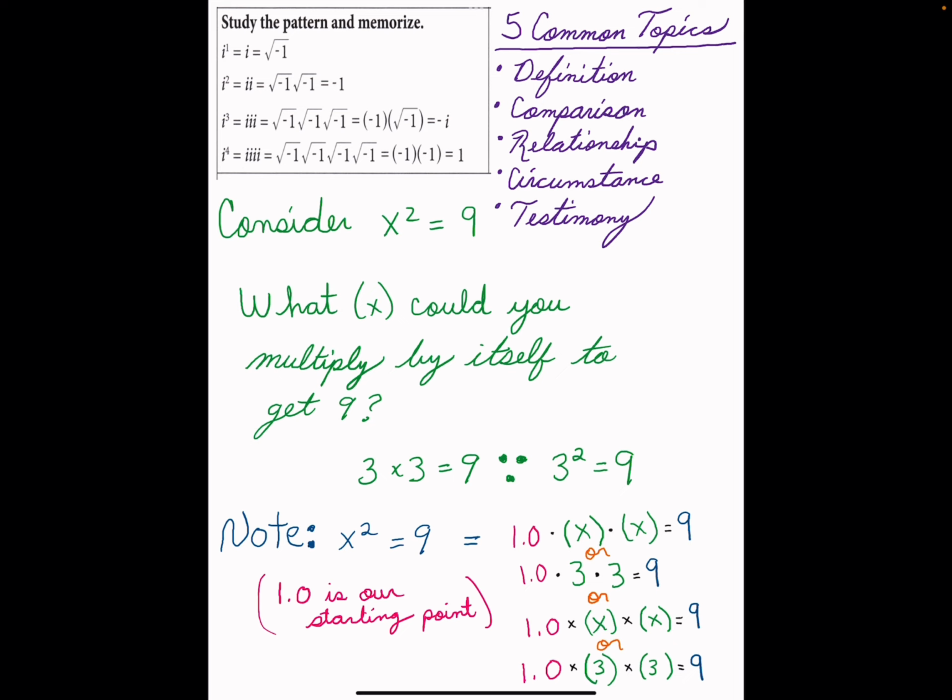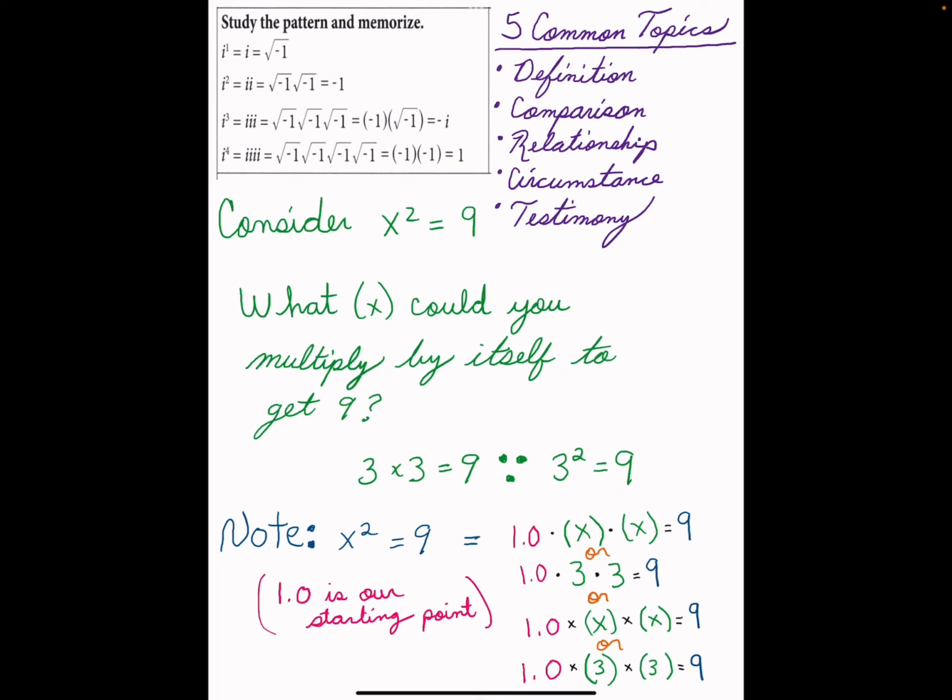So we're going to consider x squared equals 9. This is an equation that we're going to consider. And the question is, what number could you multiply by itself to get 9? Well, we could take 3. 3 times 3 equals 9, and then we have our therefore sign.